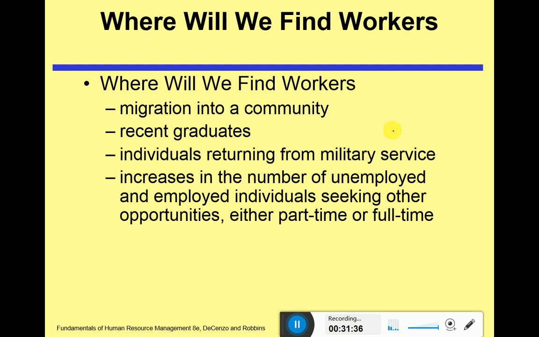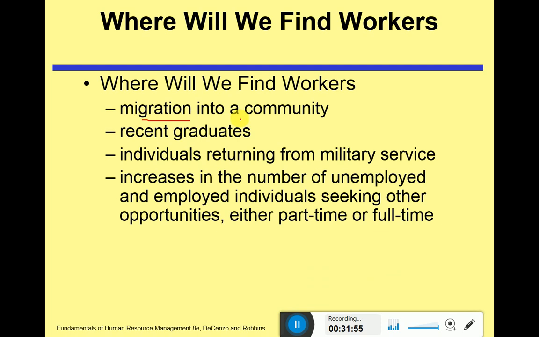The next challenge for HRP, human resource management: when the HRP process runs, where will we find workers? When there is a shortage of workers, where do we bring them from? What are the different techniques? What are the different methods? Where will we find these workers? There are so many methods and areas.